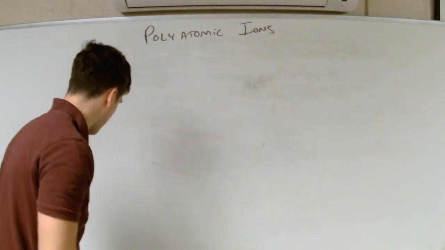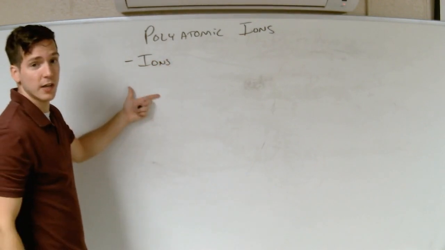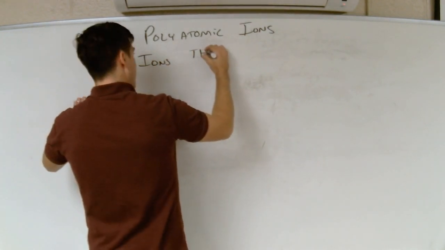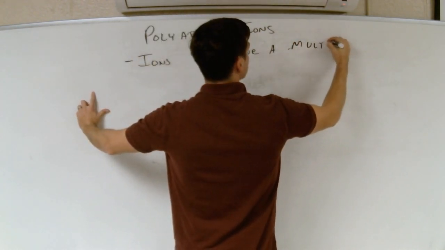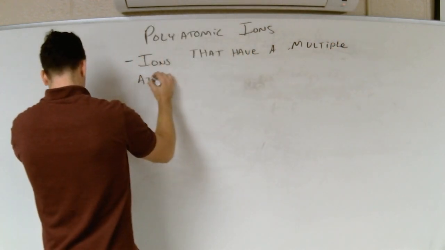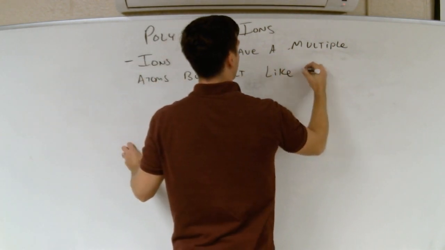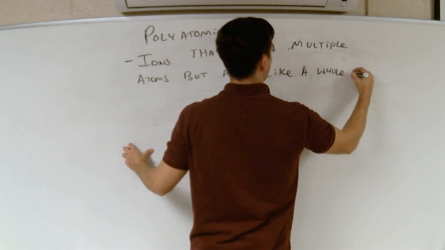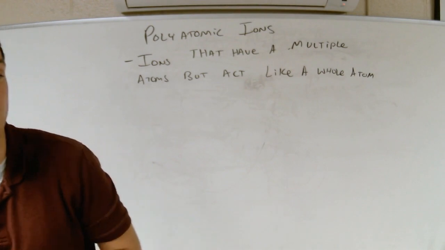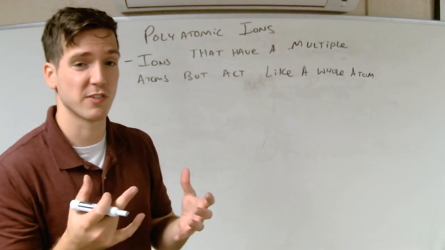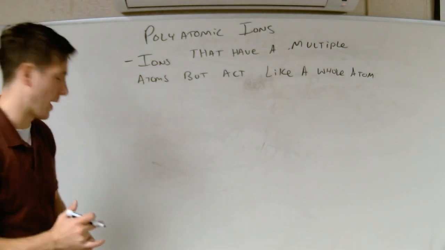So polyatomic ions, what are they? They're pretty much just ions. Remember, ions are atoms with a charge. Polyatomic ions have multiple atoms but act like a whole atom. I like to call these hybrid elements. They're a bunch of elements compounded together, but they never break apart. They always stay together. They're just super elements, is what I say.